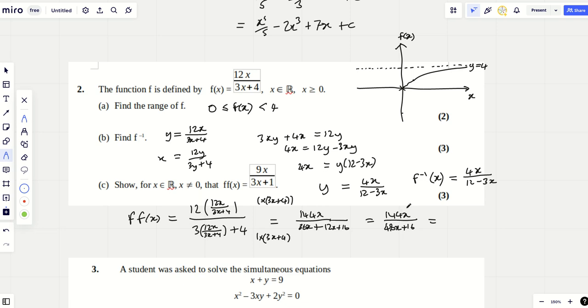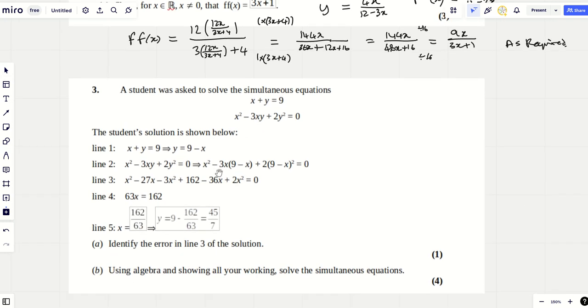And now if we divide the top and bottom by 16, we get our answer. We're going to get 9x over 3x add 1. And sign off with a little as required. Remember, you're communicating with the examiner, letting them know that you understand why that is the same as that. So make sure you do.